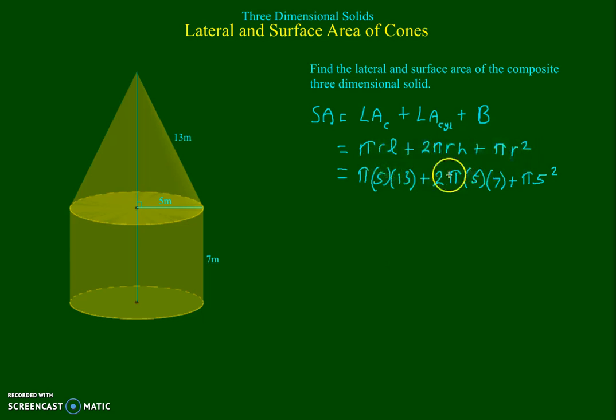Now you could calculate these separately if you wished, and since we wanted to find lateral area first, let's go ahead and do these lateral areas, and then we'll put in the area of the base. So this is going to be approximately 204.2 plus 219.9 plus 78.5. All right, and that comes out to approximately 502.7.